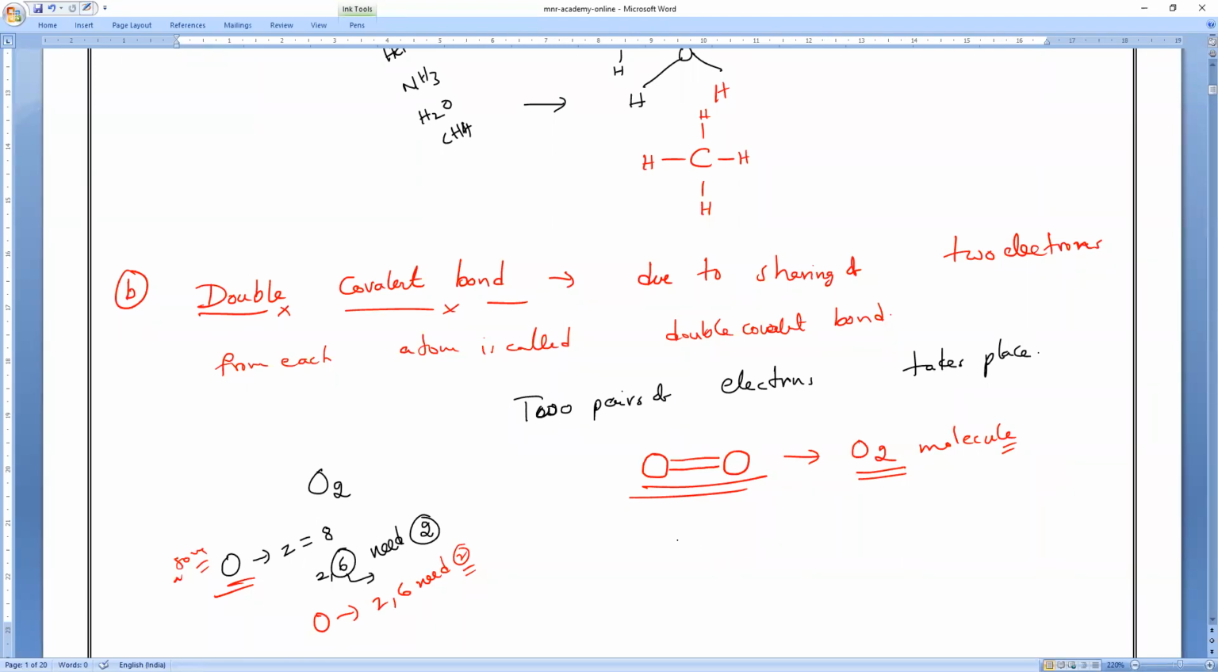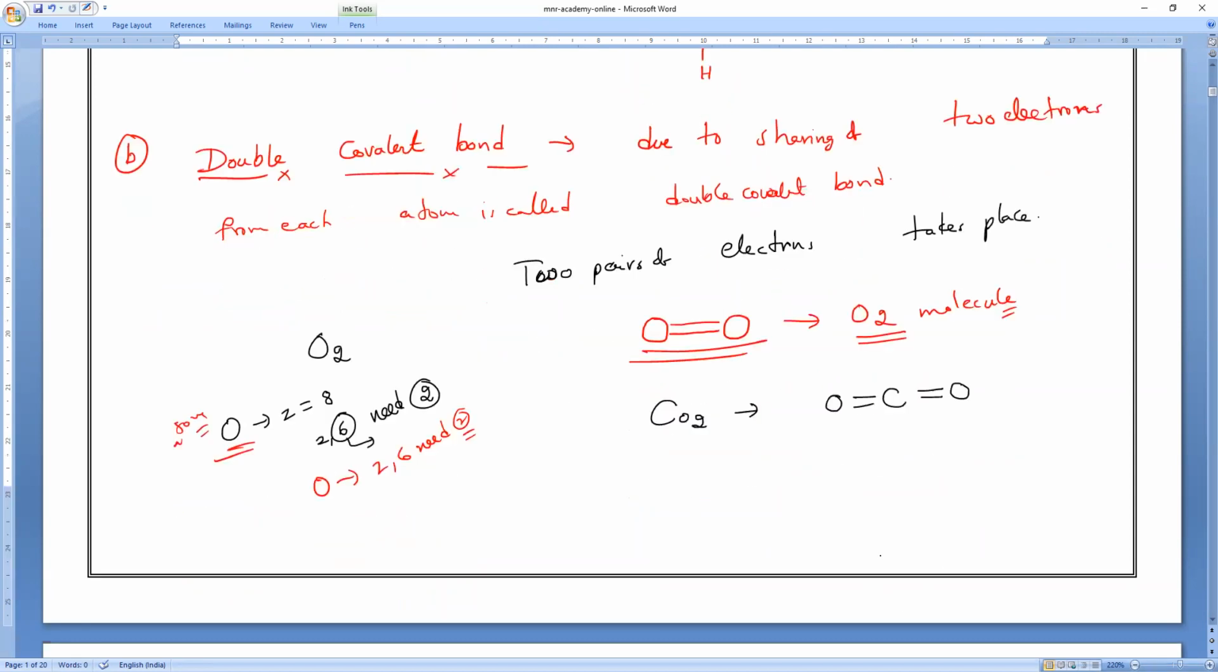Understand? So for example, carbon dioxide, CO2. Check it, everybody. Carbon, totally how many electrons can it share? 4 electrons. So one carbon shares 2 pairs of electrons with one oxygen, and with another oxygen also 2 pairs, so that they will form O double bond C double bond O.